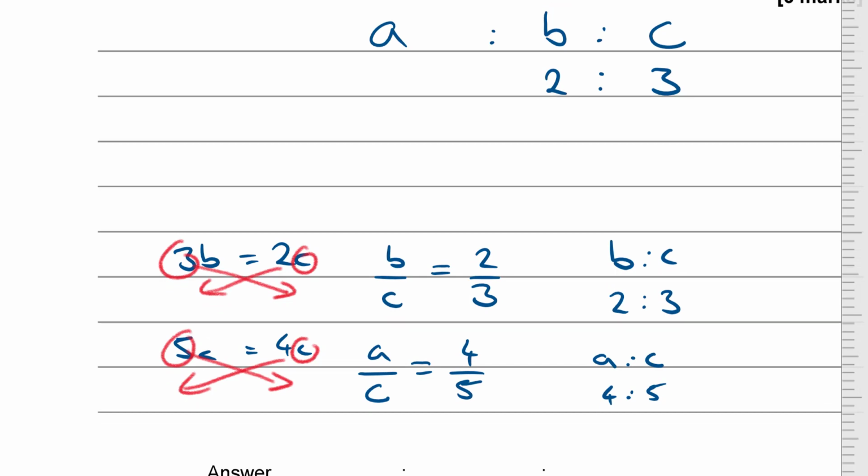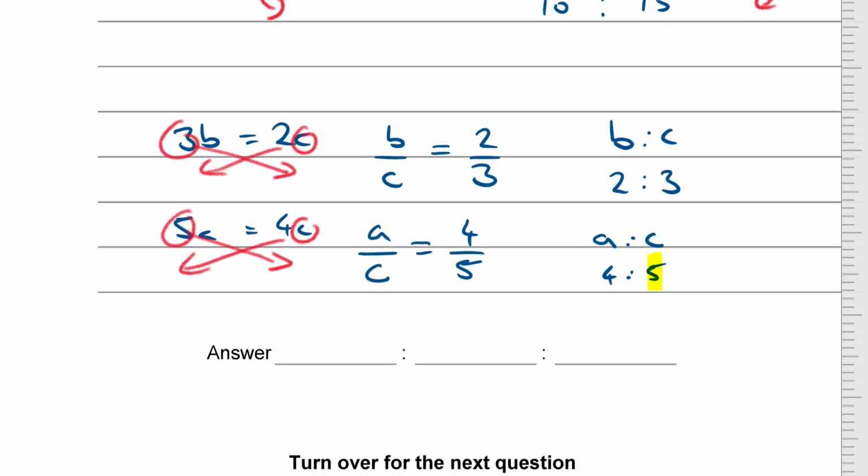Now we want to get a ratio of all of these together. So can we find a common multiple? I need to find a common multiple of this number here I already found and this one. So 3 and 5. If I make it 15, so taking this 2 to 3 ratio and then multiplying it up by a scale factor of 5, and that by 5 as well, that is going to give me 10 to 15 is the ratio of b to c. And I do the same thing here. So if I take this ratio and I multiply it up by 3 and I multiply it up by 3, then I'm going to get a to c is in the ratio of 12 to 15.